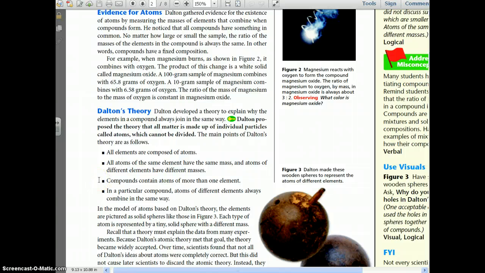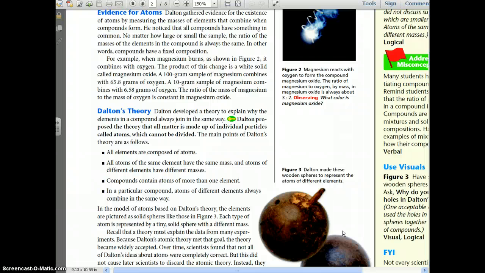Compounds contain atoms of more than one element, and in a particular compound, atoms of different elements always combine in the same way. In the model of atoms based on Dalton's theory, the elements are pictured as solid spheres like those in figure 3. Okay, this picture over here. Each type of atom is represented by a tiny solid sphere with a different mass.